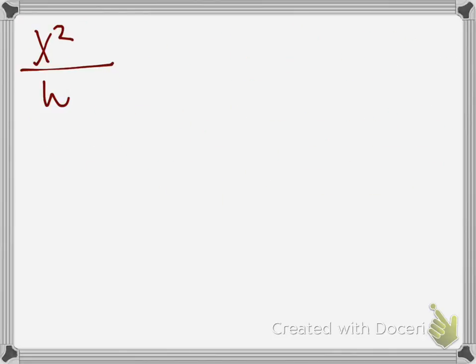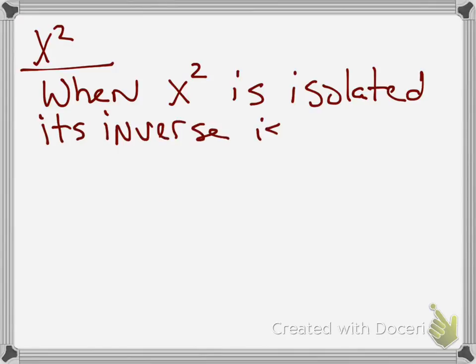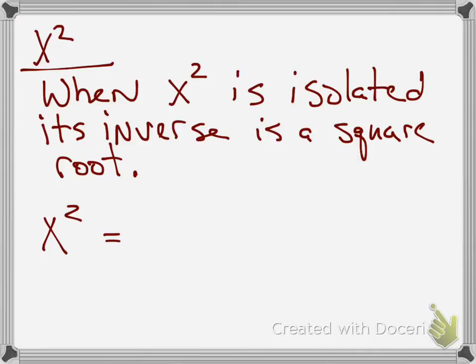Let's start off with the x squared, because those are kind of funky. Whenever you have an x squared, when x squared is isolated, you need to take a square root to solve. So those are opposites. When I see x squared equals, say, 16, first off the x squared has to be by itself. There has to be nothing else on the same side of it.